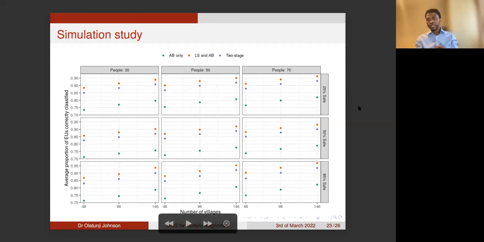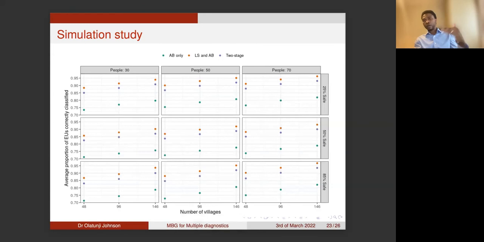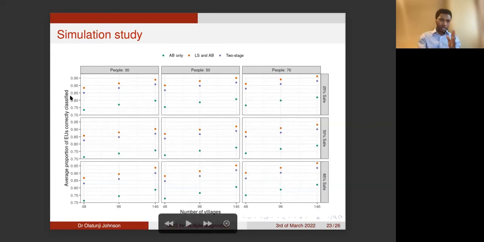So we vary that: when 25% of the EUs are safe, 50% of the EUs are safe, 85% of the EUs are safe. It is basically checking how the model will behave in different epidemiological settings. And on the y-axis, this is just a metric that we use to evaluate our model. Basically, we are checking the proportion of the EUs that are classified correctly.